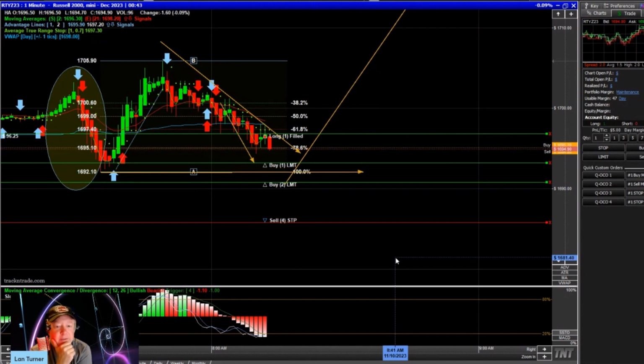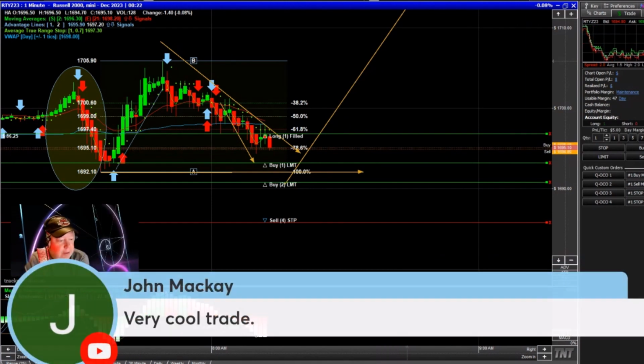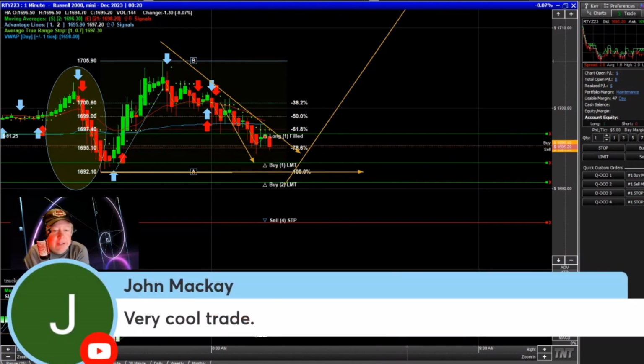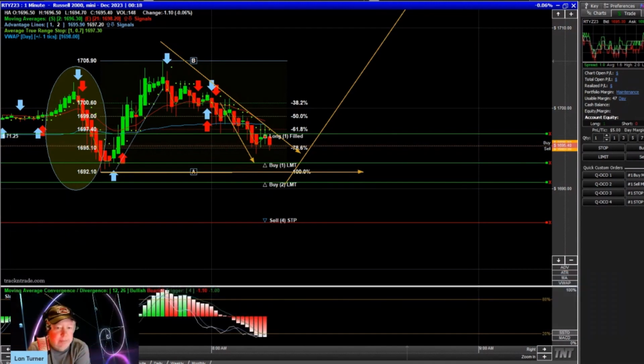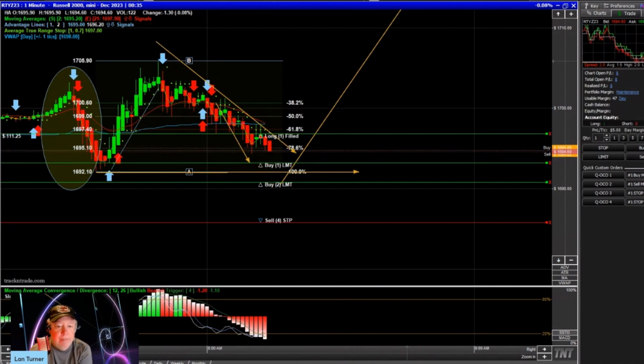Really choppy drift on the way down. What's it going to do, guys? John Mackey thinks this is a great idea. He likes this strategy. It takes a little bit of practice. Practice it in your demo account. What are we going to do right here?